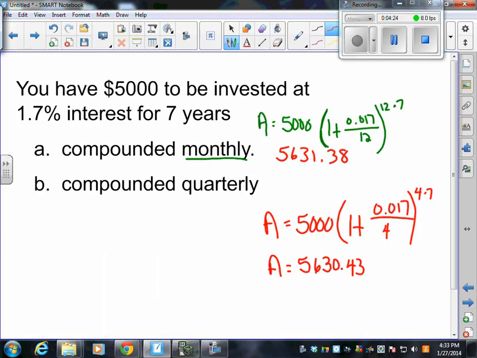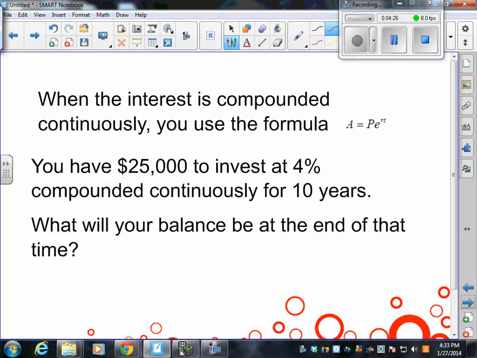Now, one last thing that we need to look at when compounding interest is to look at what if you are compounding continuously. When you are compounded continuously, you change the formula to be PERT. A equals P e to the RT. All your variables stand for the same thing that they did with regular compounding. Your P is your initial amount, your R is your rate, your T is your time.